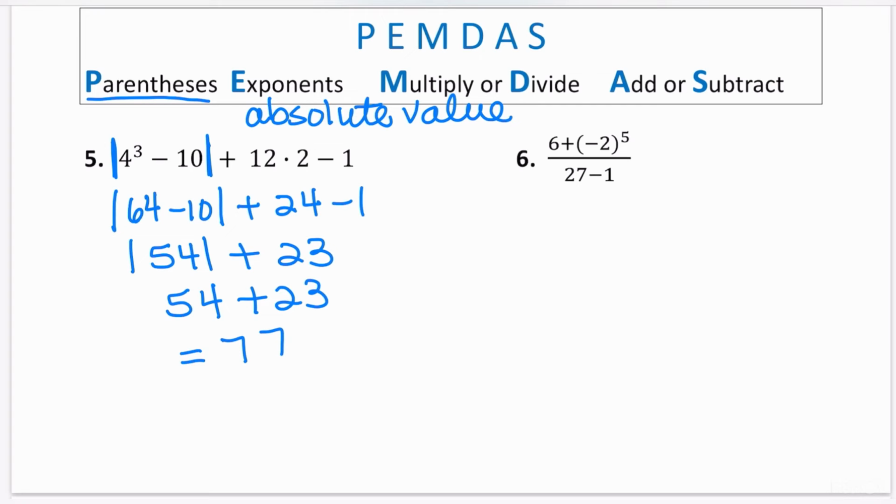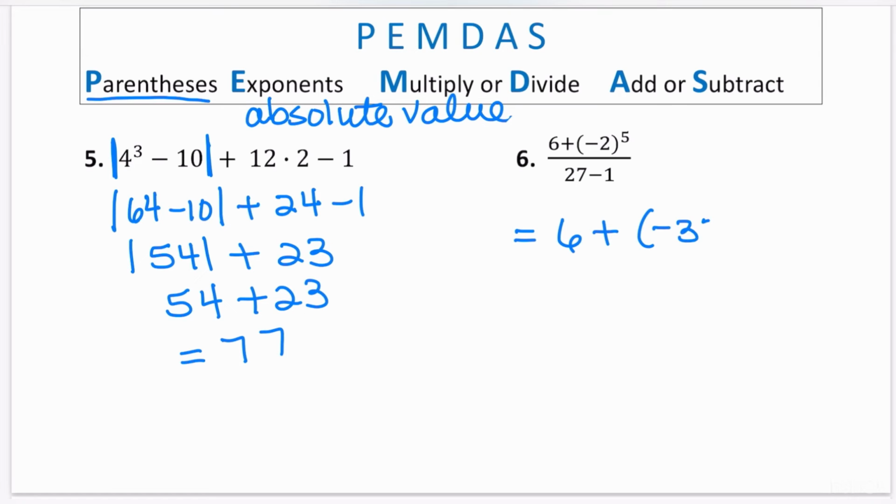In question number 6, we have 6 plus negative 2 to the 5th power. This bar means division, okay? So you first want to take care of the numerator, then you want to take care of the denominator, and actually the last thing you want to do is the division. So you have to be very careful with that. So let's try that.